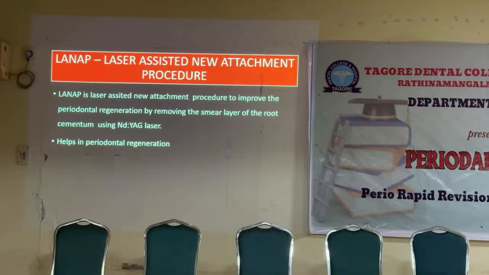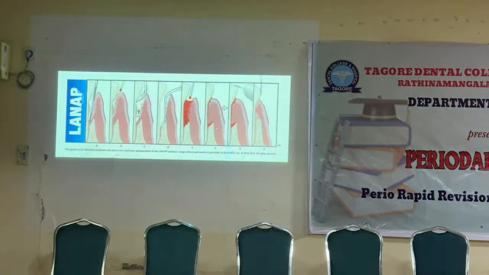So what you should do is, with the laser, you apply it on the tooth surface or on the gingival surface to remove the granulation tissue, the necrotic cementum, the smear layer. So using the laser, you are doing it. With the curette, if you do it, it is called curettage, or otherwise if you create a new attachment, it is called ENAP. Have you heard about ENAP? Excisional new attachment procedure. In that you use a curette. If instead of curette you use laser, it is called LANAP. Okay, right? So it helps in periodontal regeneration.